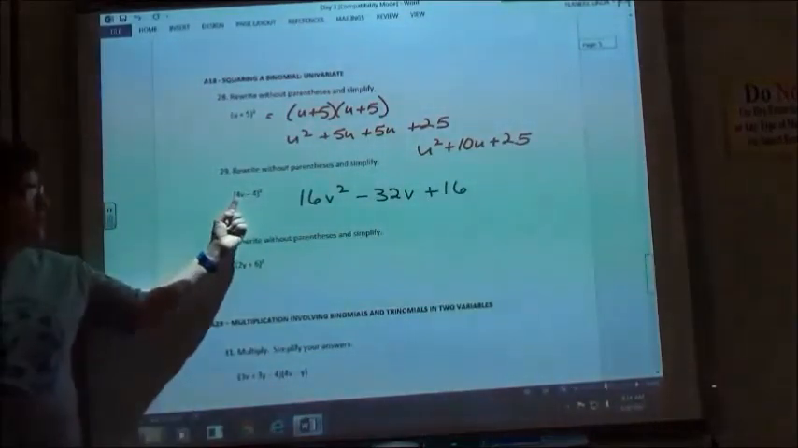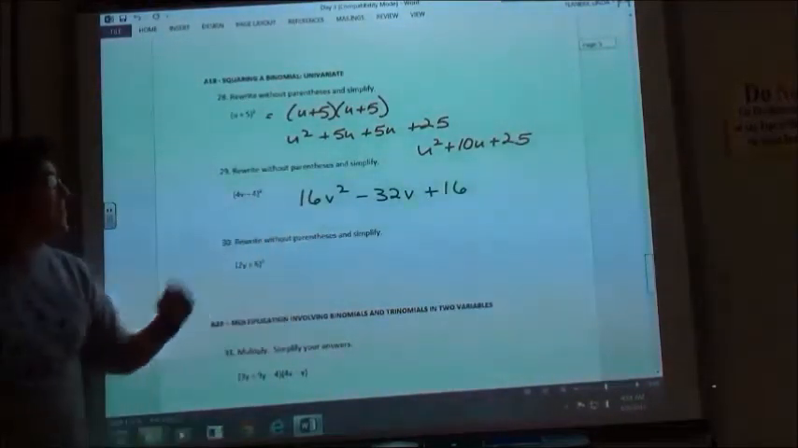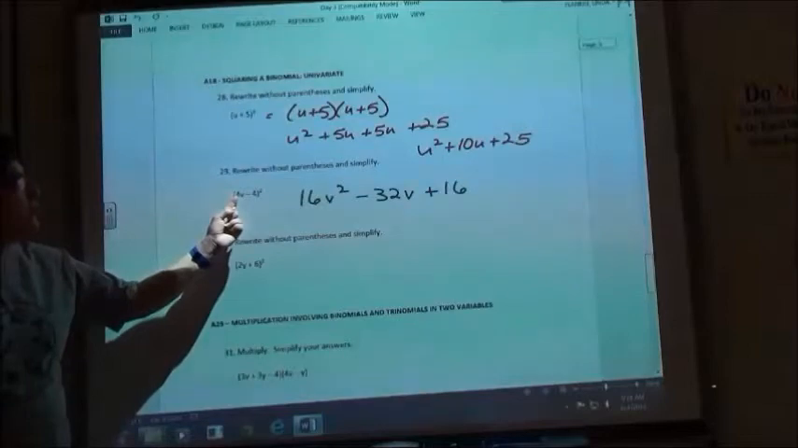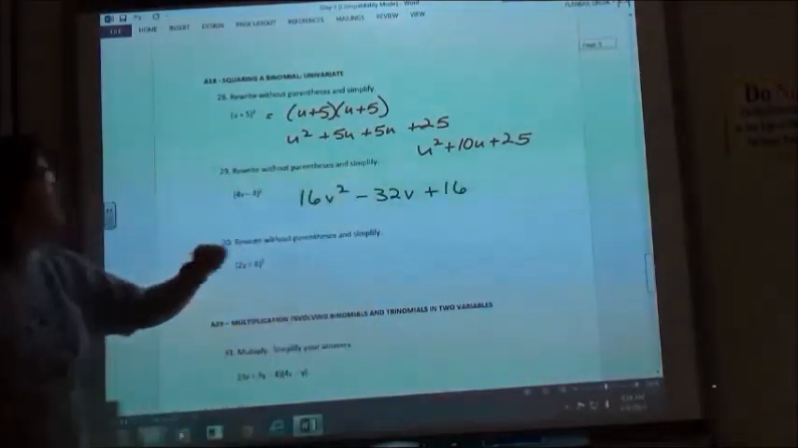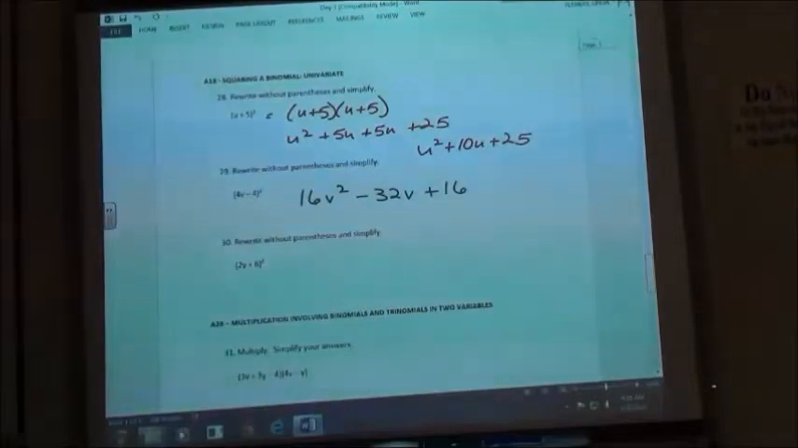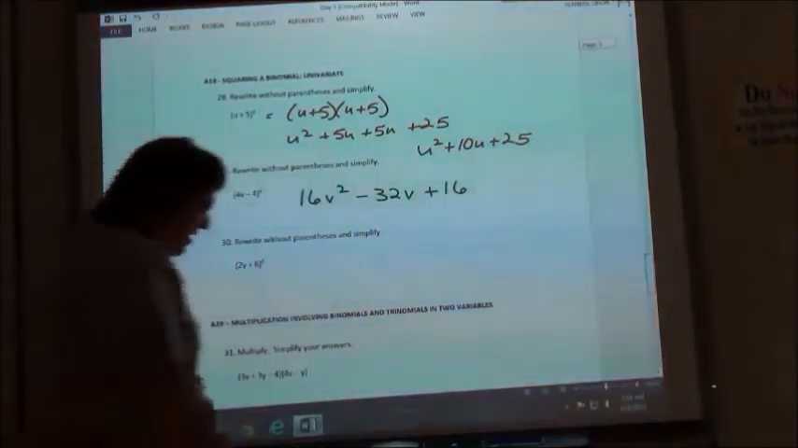So 4b squared would be 16b squared. 2 times the first would be 8b times negative 4 would give you negative 32b. And then if you square a negative 4, you get positive 16. Go ahead and do number 30 there.